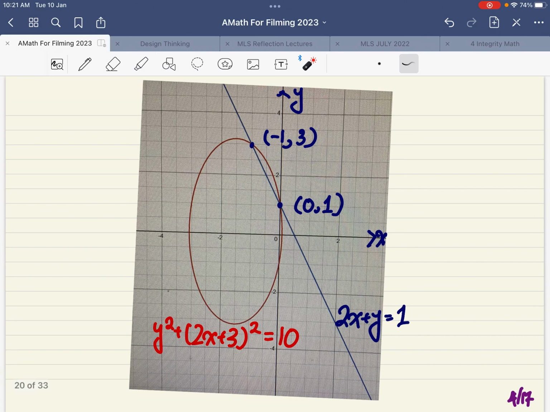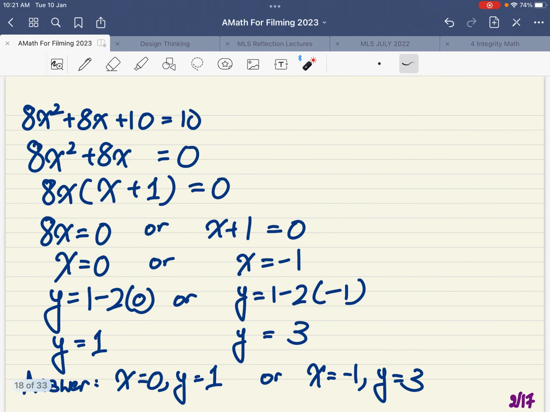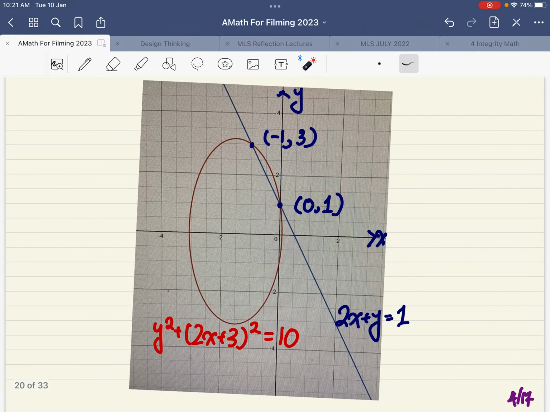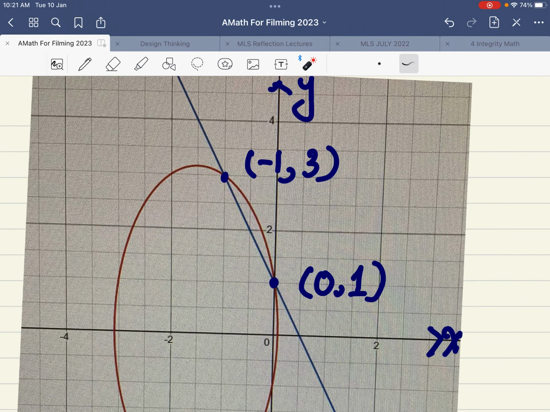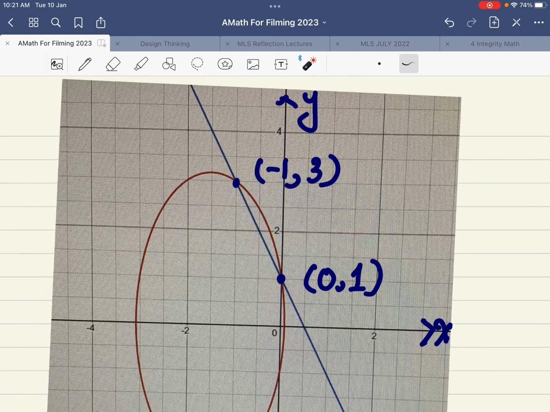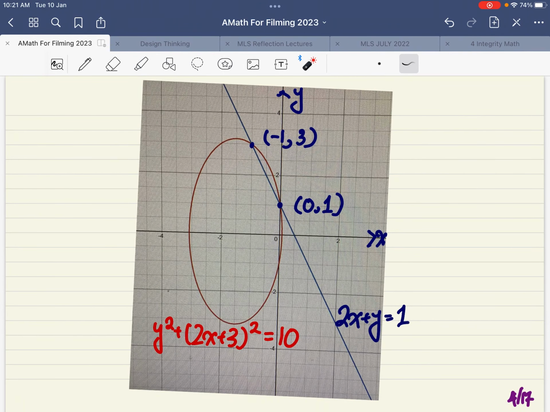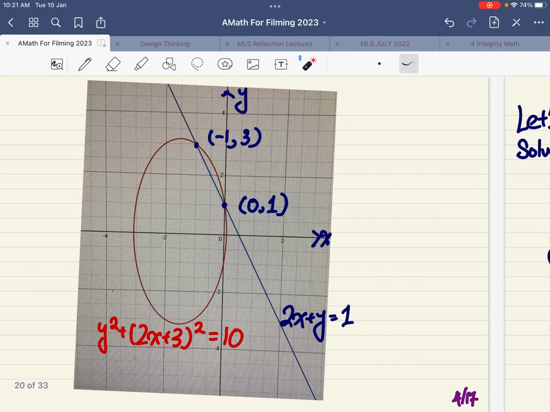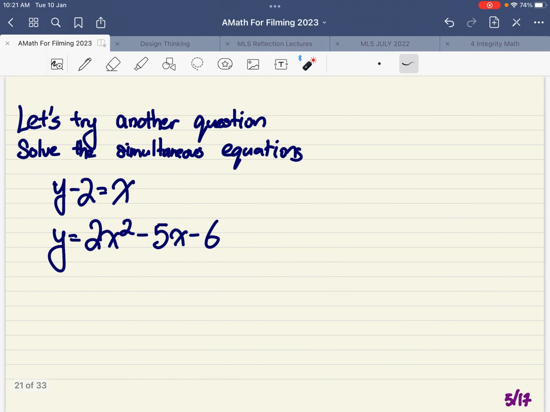So just now our values were negative 1, 3 and 0, 1. If you notice, if I draw the graph itself, negative 1 and 3 is one point of intersection, 0 and 1 is another point of intersection. Both these pairs of values will satisfy both equations. So that's what it means by having two sets of solutions.